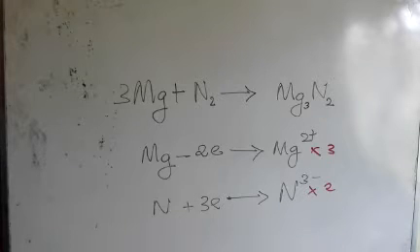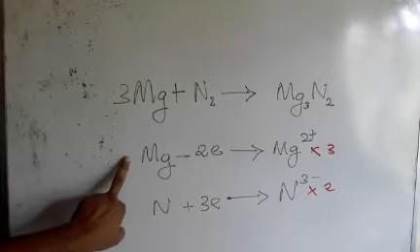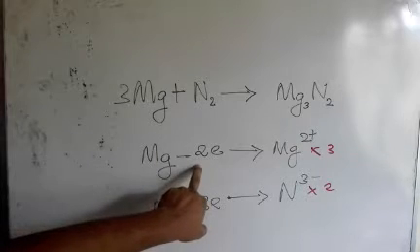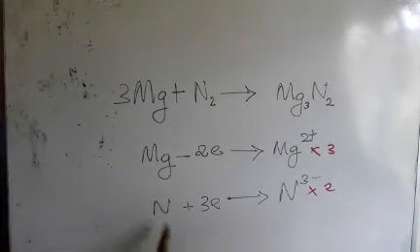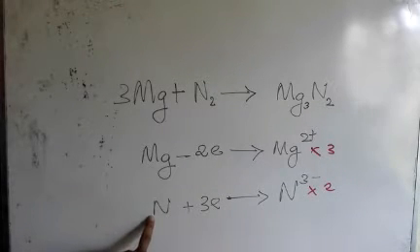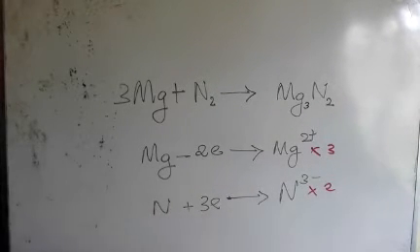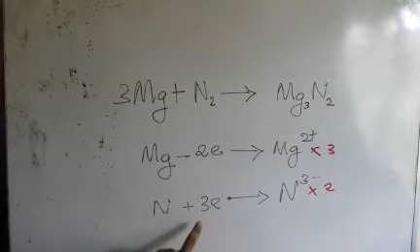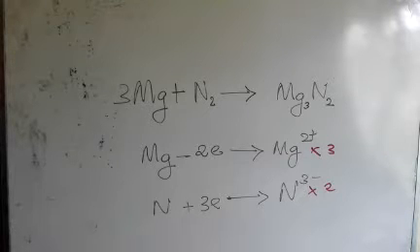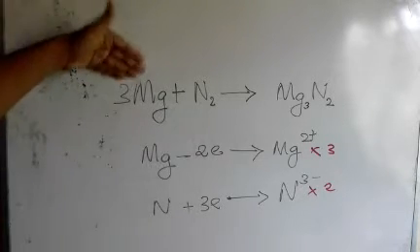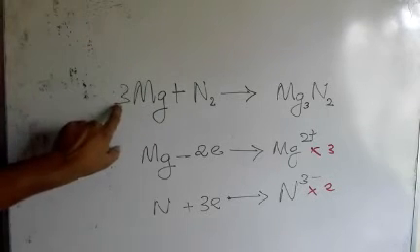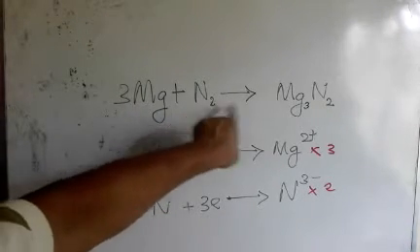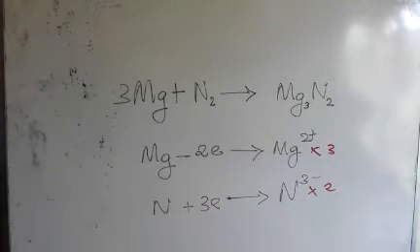The whole half equation is multiplied. So this becomes 3 magnesium, 6 electrons, 3 magnesium ions. Here 2 nitrogen, 6 electrons, 2 nitride ions. Then you can add them together, and electrons are then cancelled because 6 electrons each, and you get this equation. Then 3 magnesium, 2 nitrogen, 3 magnesium ions and 2 nitride ions. So that's how the redox reactions are balanced.